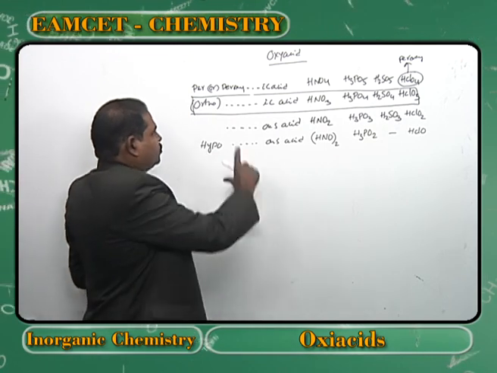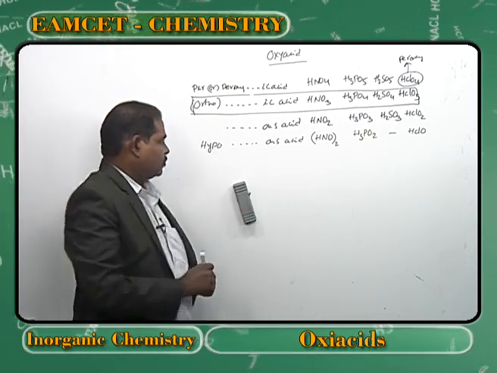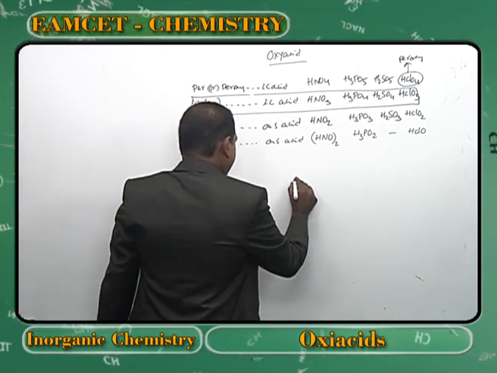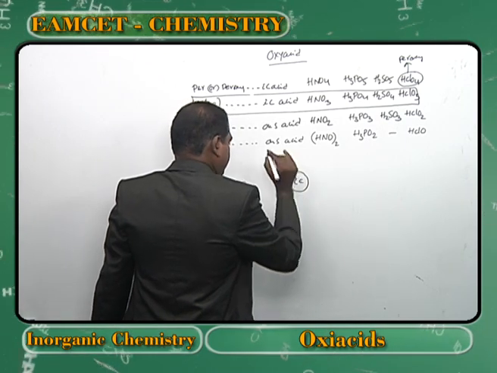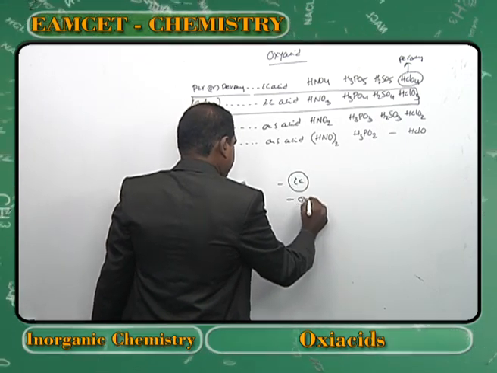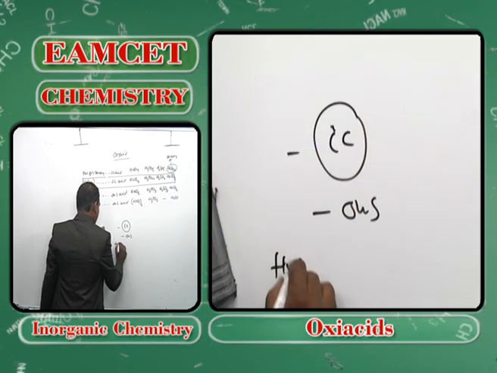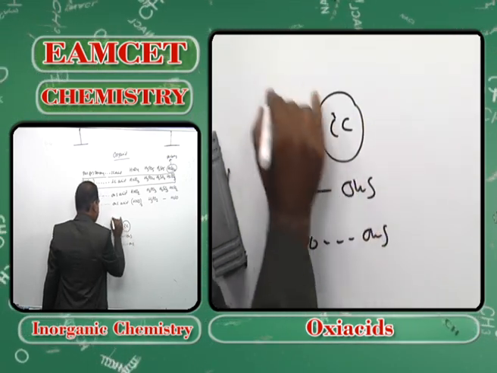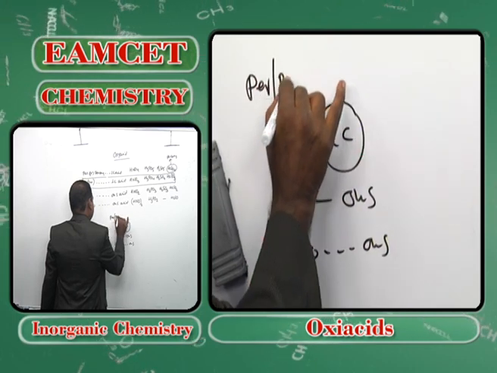Now, so far so good. We have learnt. So what is the emphasis on? You start with ic. One oxygen less is us. One more oxygen less is hypo-us. And one oxygen more is per or peroxy.